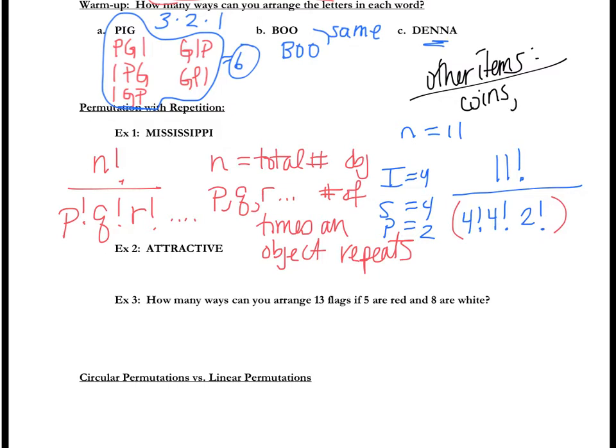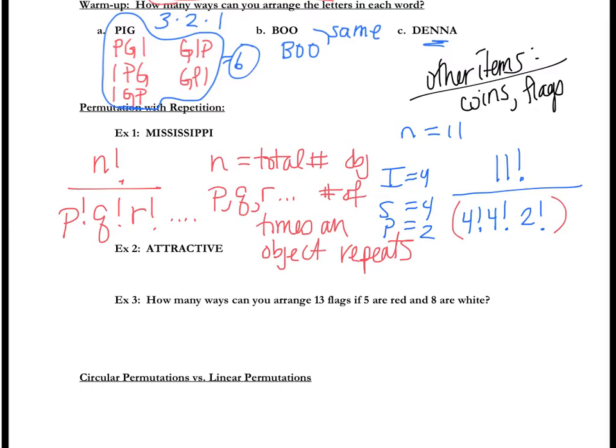We would do this maybe if we had different flags that we were trying to arrange. Imagine you're having a garage sale and you've got these little triangular flags that you want to put up. You might have some red, some white, some yellow. Well, they're all essentially the same flag. Or within words, having the same letters.